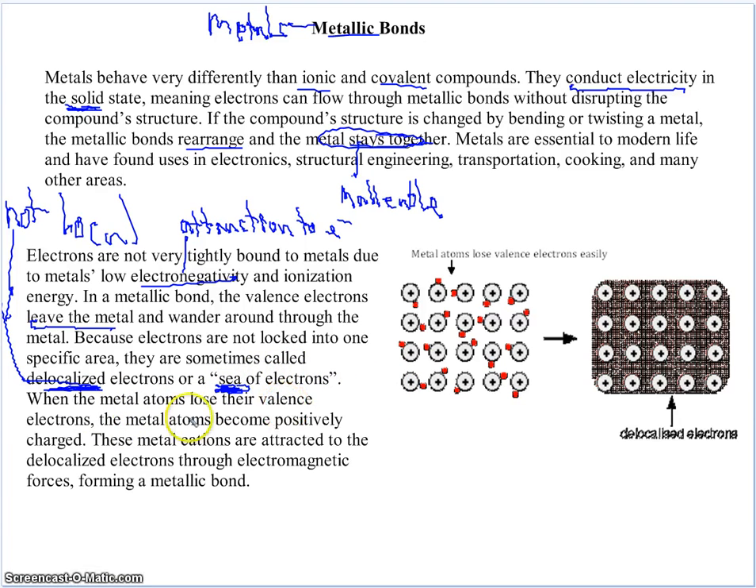When the metal atoms lose their valence electrons, the metal atoms become positively charged. So that means they become cations. These metal cations are attracted to the delocalized electrons through electromagnetic forces, forming a metallic bond. So what's this showing? Metal atoms lose valence electrons easily because of their low ionization energy. So these electrons lose and they become delocalized. So here the electrons are just everywhere, and the positive cations now are just stuck inside of them.